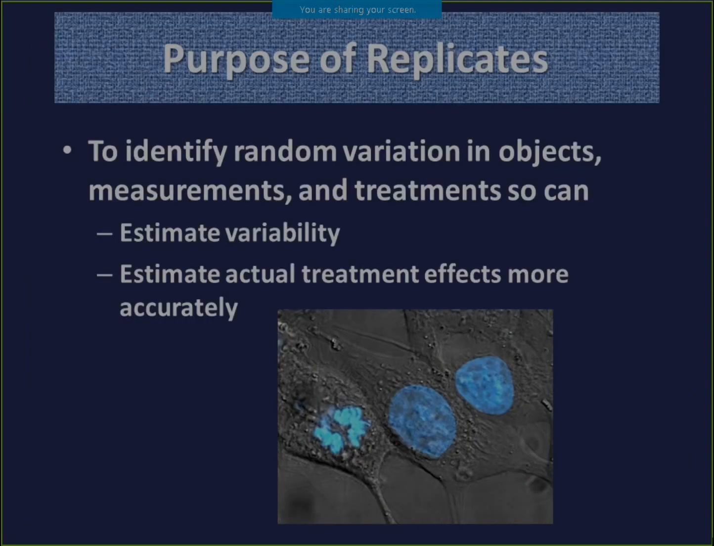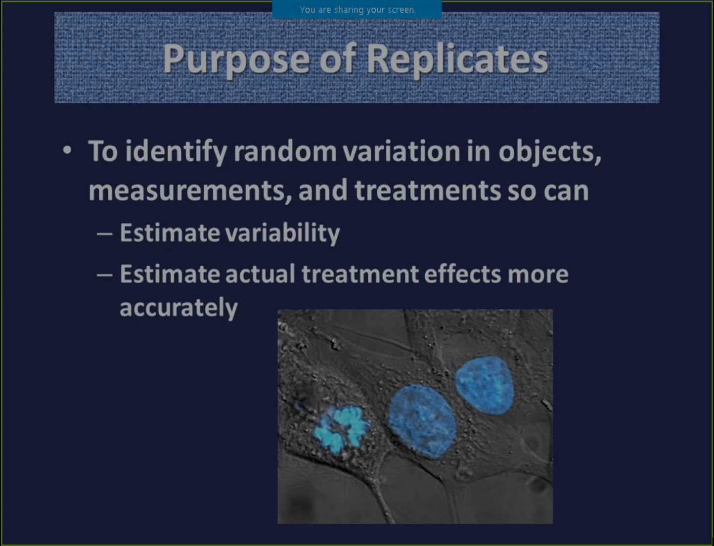The issues with replicates include how many do we need and how do we choose them. The main purpose of replicates is to identify random variation in objects, measurements, and treatments so we can, first of all, estimate variability, and second, estimate actual treatment effects more accurately. We can't always find a way to have replicates with real objects, but there's really generally no excuse for simulated objects not to have replication. We need some replication to do statistical analysis and to avoid random odd results or experimental blunder.